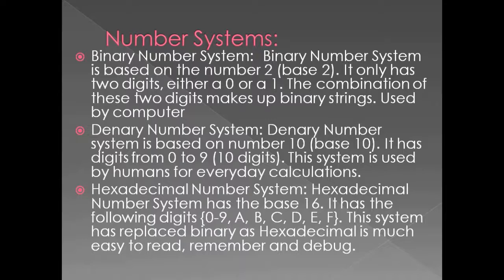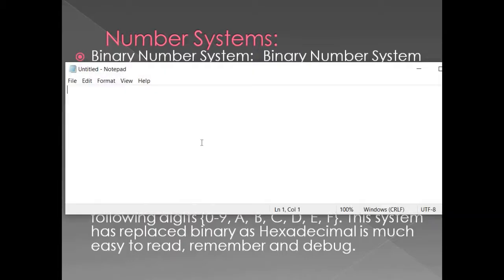Then we have the hexadecimal number system. It has the base 16. How? Because it includes 0 to 9, 10 numbers, and 6 alphabets: A, B, C, D, E, F. A is 10, B is 11, C is 12, D is 13, E is 14, and F is 15, whereas 0 is the 16th character. This system has replaced binary because hexadecimal is much easier to read, remember, and debug as well as write.